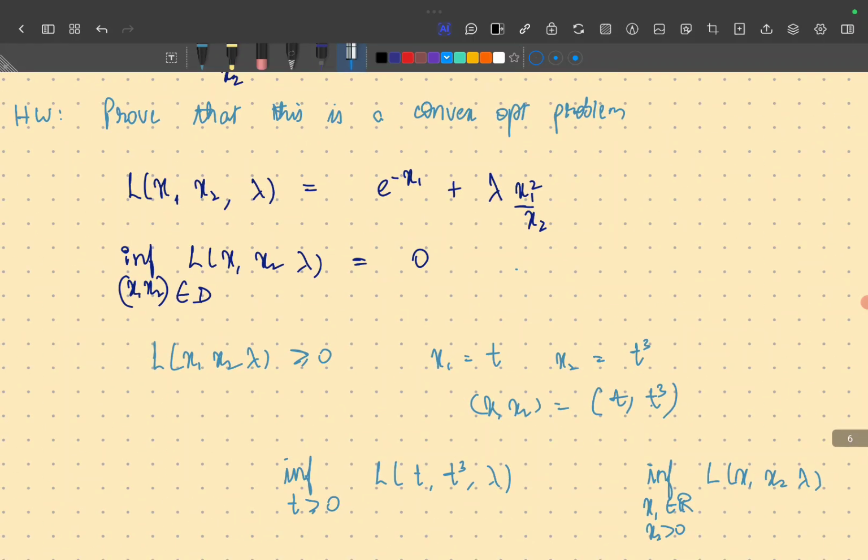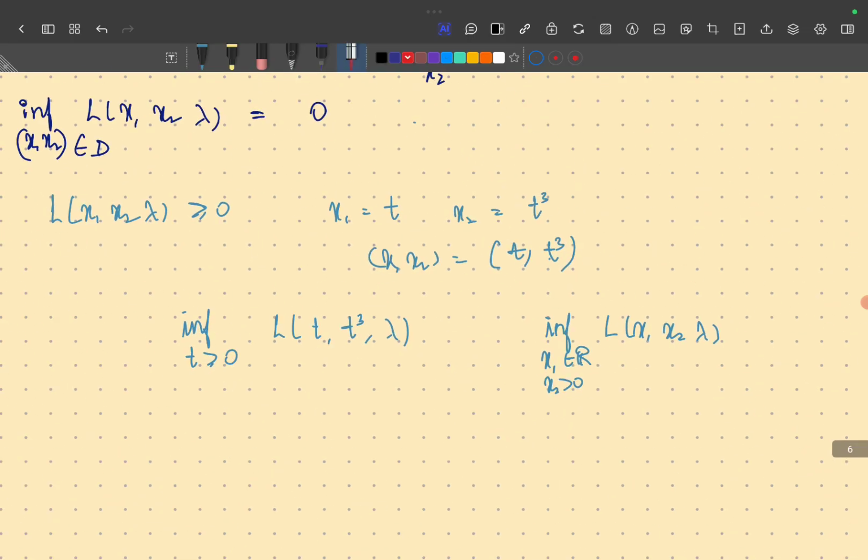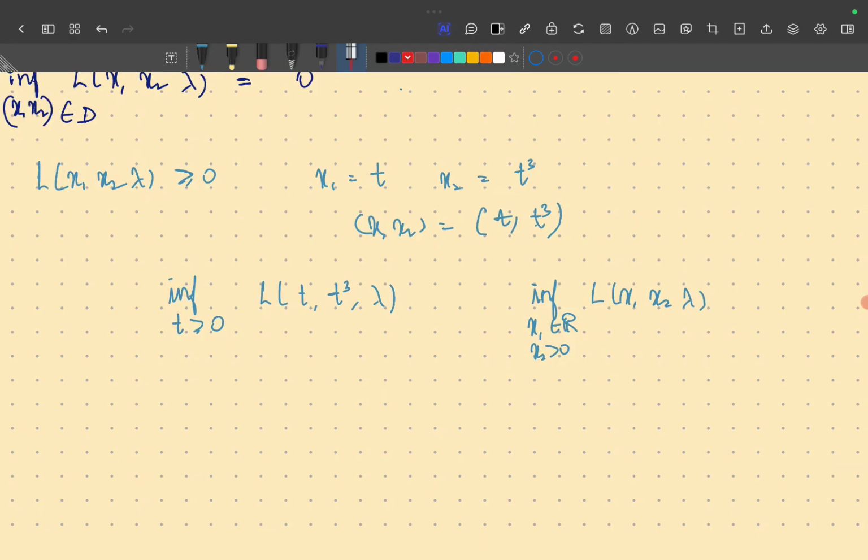So the domain x2 has to be greater than 0, right? And x1 square is non-negative. E to the power minus x1 is non-negative. Lambda is also non-negative. So this is greater than or equal to 0. All right. So now what can I say about this versus this?